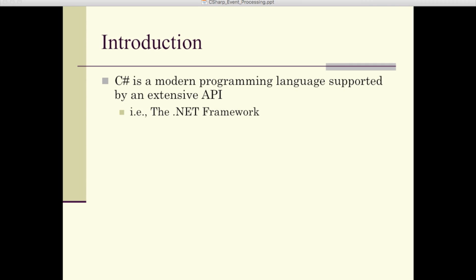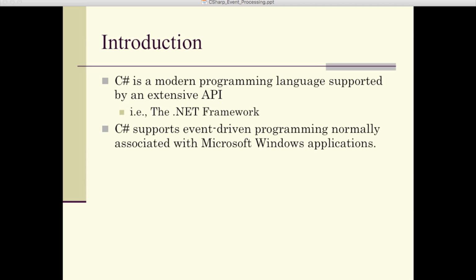As you know, C# is a modern programming language that has an extensive API called the .NET framework. It gets bigger every time they release a new version, and it supports event-driven programming. You click on a button, and if you want to respond to that click event, you have to have an event handler. So you can write programs in C# that behave like you expect Windows programs to behave, and a Windows program is an event-driven application.